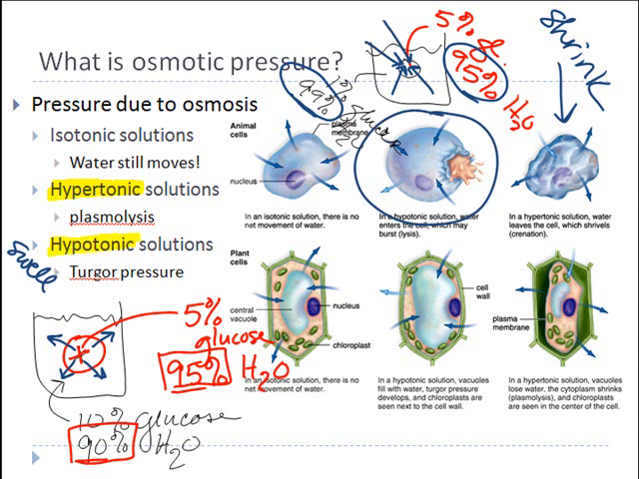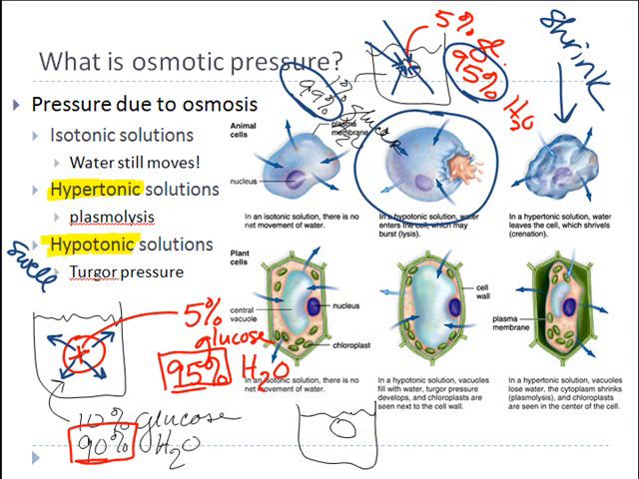We call that any solution that causes a cell to take on water, we call that solution a hypotonic solution. Now, what if we were to put a cell in a solution where the concentration inside and outside the cell of glucose was exactly the same? Let's say it was 5% glucose, 95% water, both inside and outside of the cell. So there's no need for water to move in and out of the cell to try to balance out any concentrations. And you might think, well, in that solution, then nothing happens, no movement occurs.